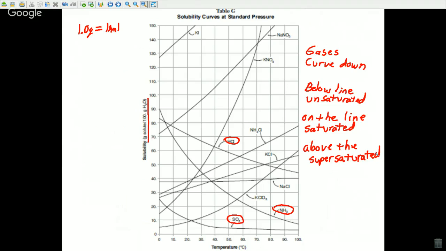Other things you want to watch out for is if you're using an amount of water different than 100 grams, like 75 grams or 200 grams, you'd have to change your answer accordingly. And be very careful when you're dealing with these substances down towards the bottom, because all the lines get jumbled together and you got to make sure you have the correct one.